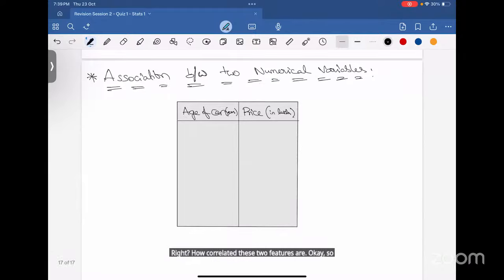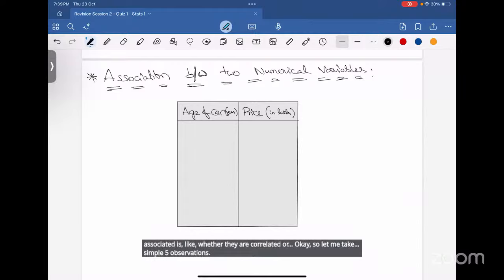Okay, so given the data, we can say whether they are associated or not. Associated means whether they are correlated or not. Let me take simple 5 observations.